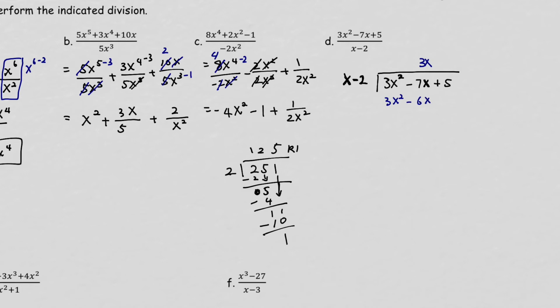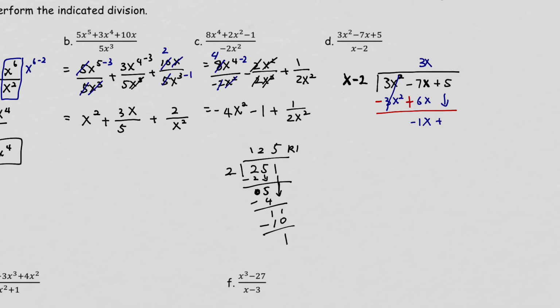And then what else do you do? You subtract. So you subtract this. That will change this sign into addition, right? And then when you subtract, what do you end up getting? Well, these two cancel out. This will be negative 7 plus 6, which is negative 1x, right? You need to bring down the next digit because you have to have two terms to be able to subtract.